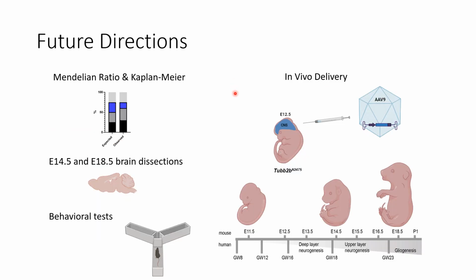After the AAV in vitro experiments, the future goal is to deliver the AAV vector to our mutated Tubb2b mouse model at embryonic day 12.5, which is the start of neurogenesis and is before any cortical malformations can develop. We'd then like to see if they survive at normal Mendelian ratios, see if they develop any cortical malformations at peak radial migration and at the end of neurogenesis. And then lastly, we'd like to see if they have any behavioral issues.